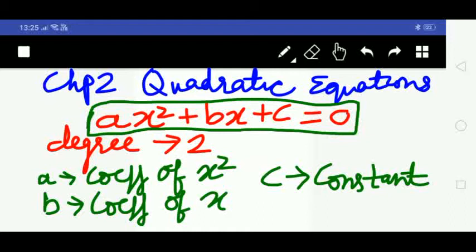Your first exercise deals with just identifying the terms, the coefficients, and whether the equation is quadratic or not. Very simple. You have to just go and check the highest power of the variable x. If it is 2, then it is a quadratic equation. Okay? Clear?